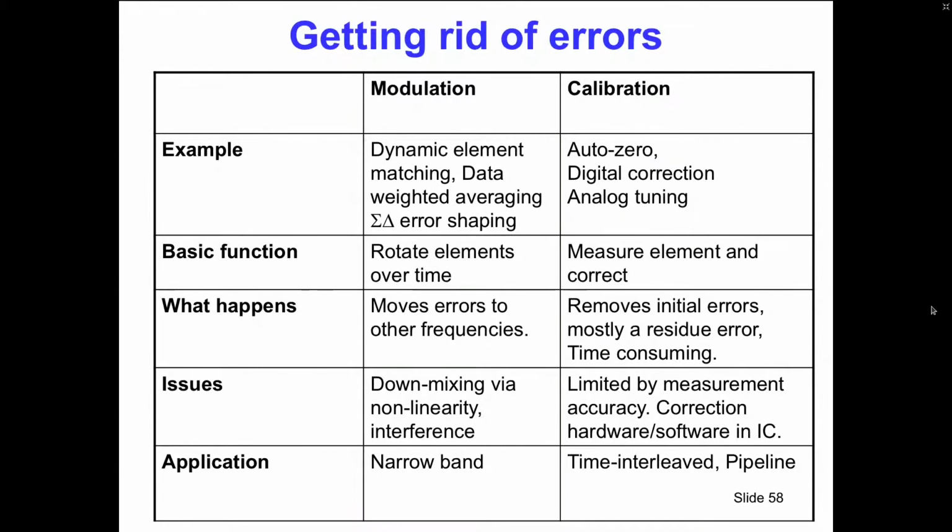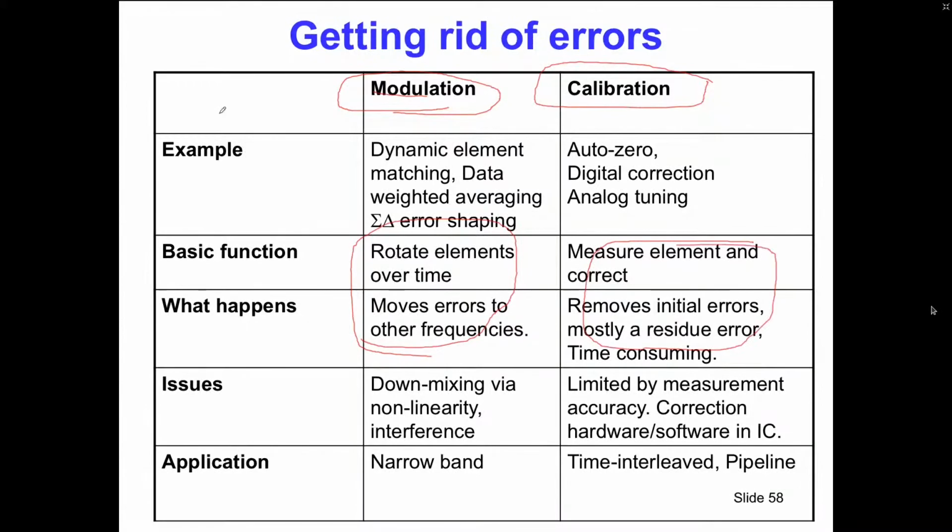Well, actually, I think there are only two ways that people figured out, except of course for doing your own layout. That's of course really number one. Do your own layout. But getting rid of errors is basically either a form of modulation or a form of calibration. Modulation means that you rotate elements over time, that you move the errors to other frequencies. Calibration means that you measure and correct.